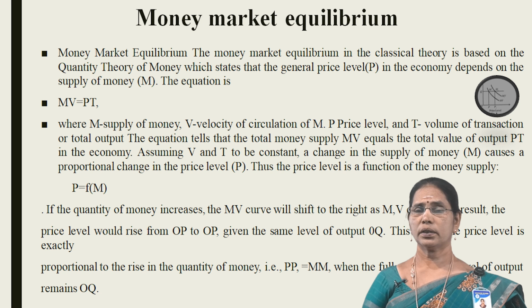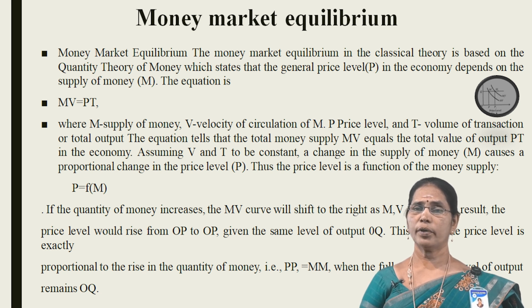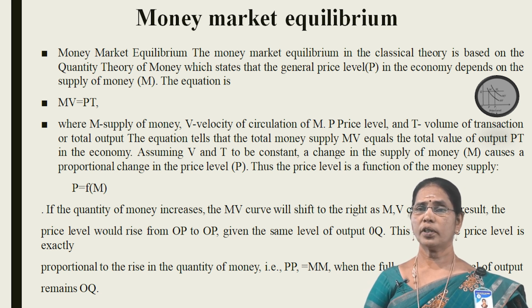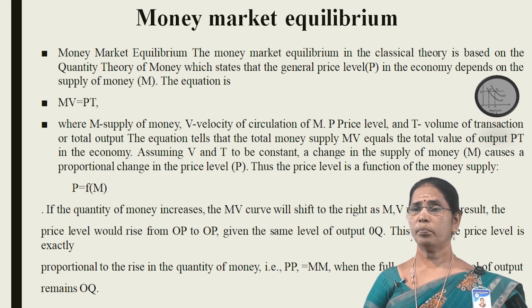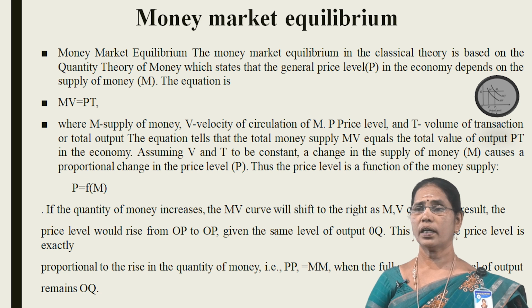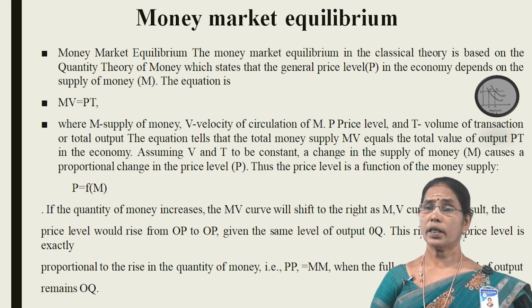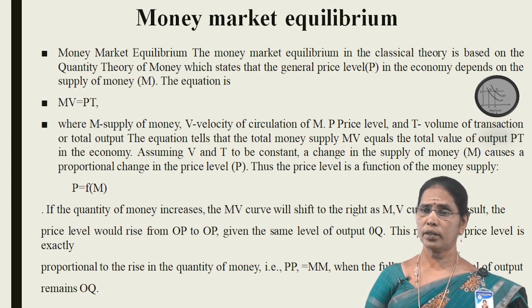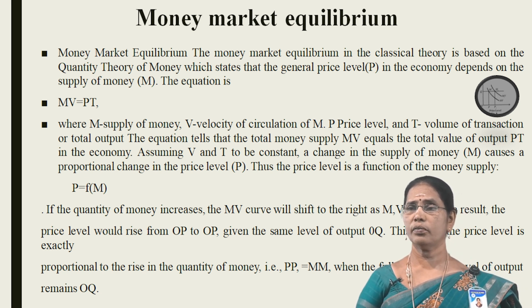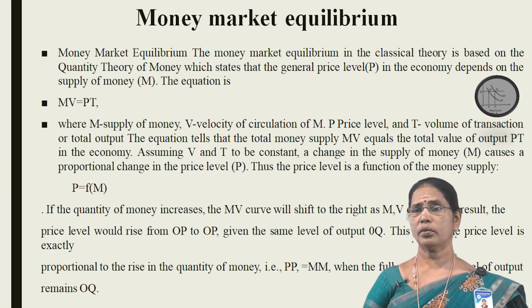It equals MV = PT, where M represents supply of money, V represents velocity of circulation of money, P represents the price level, and T represents the volume of transactions or total output. The equation tells that the total money supply MV equals the total value of output PT in the economy.